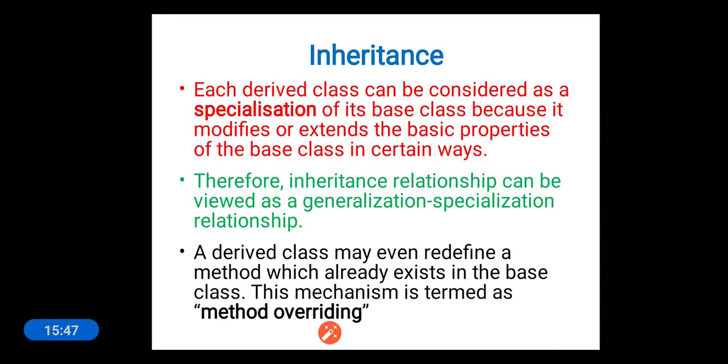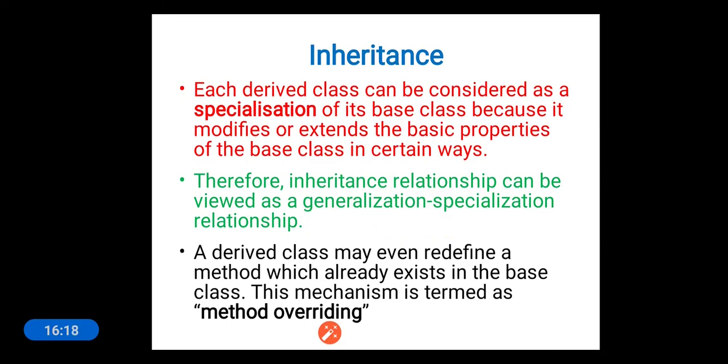Each derived class can be considered as a specialization of its base class because it modifies or extends the basic properties of the base class in certain ways. That means the inheritance relationship can be viewed as a generalization-specialization relationship. You can find generalization at the parent class and specialization at the child. The child class is a specialized version of the generalized class.